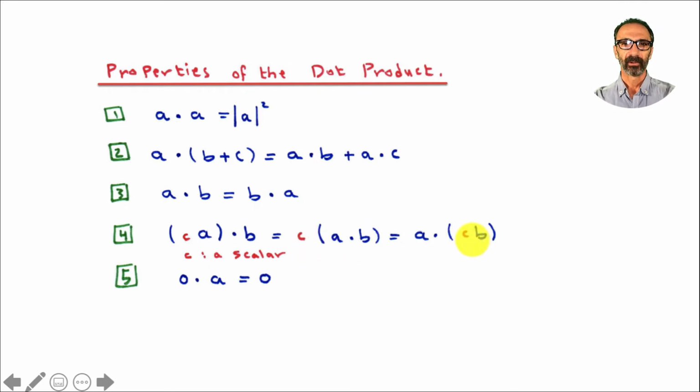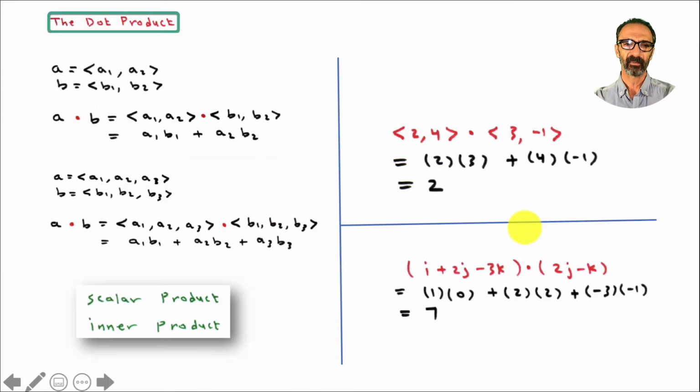Or take the scalar to be first, then do the dot product. Any way you do it, it's going to give you the same answer. Now when you say 0 times a, that's not right. This is 0 dot a. Okay, we're using dot product, which means this 0 is a 0 vector. So, for example, here, if this is a 0 vector, that's going to be 0, 0.